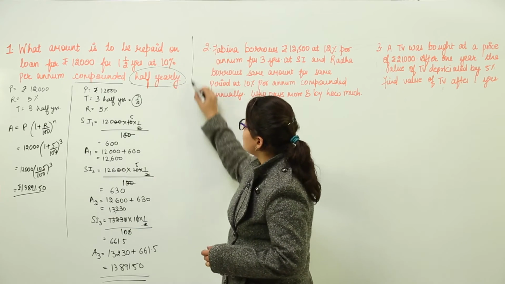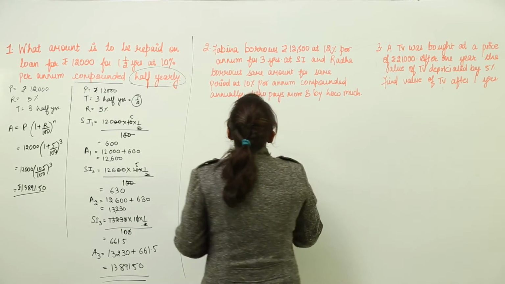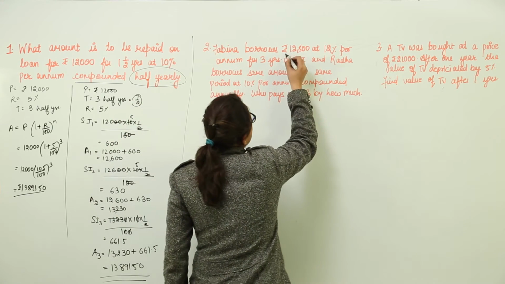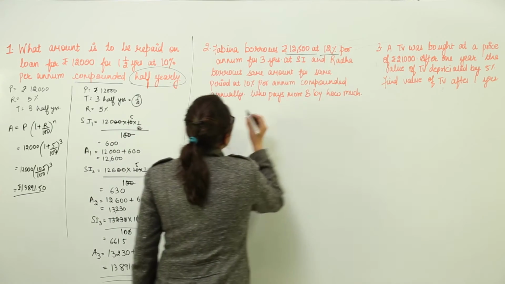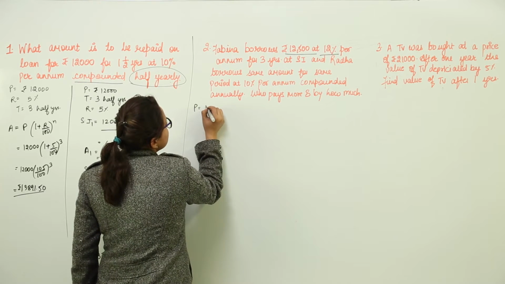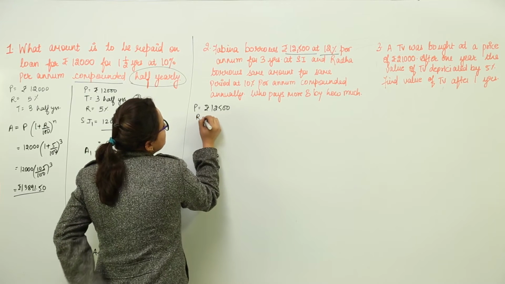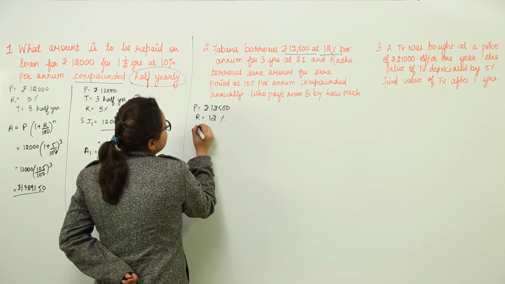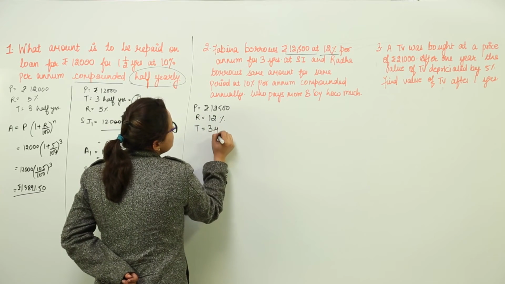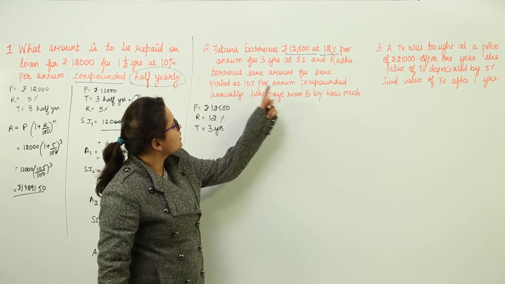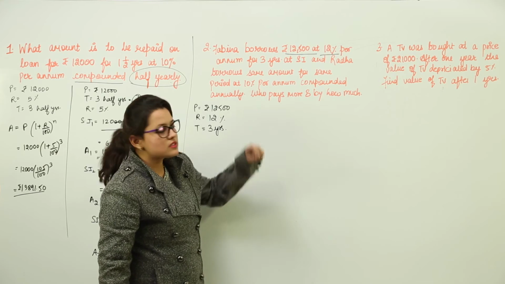Now let us move on to the second question. Fabina borrows rupees 12,500 at 12% rate per annum. That means the principal is also provided to us, that is rupees 12,500. The rate is given to us, which is 12%, and the time period is also provided to us, which is 3 years. And Radha borrows the same amount for the same period at 10% per annum.